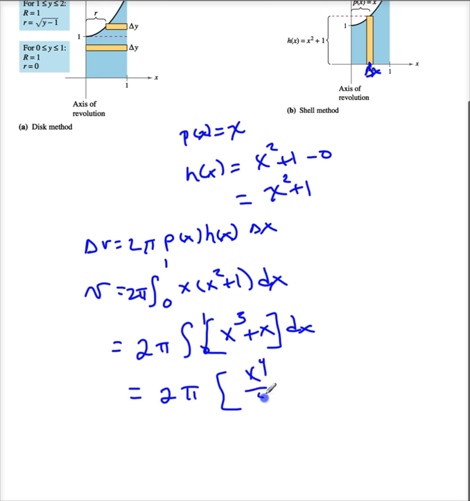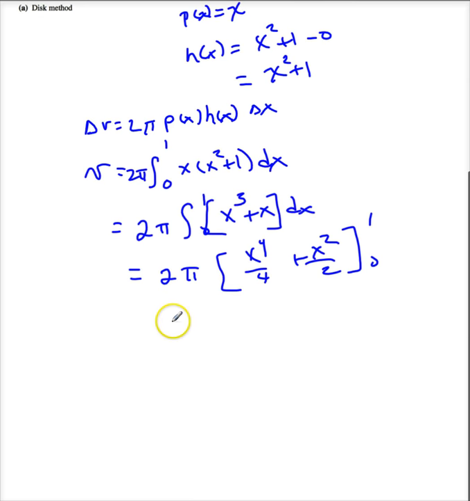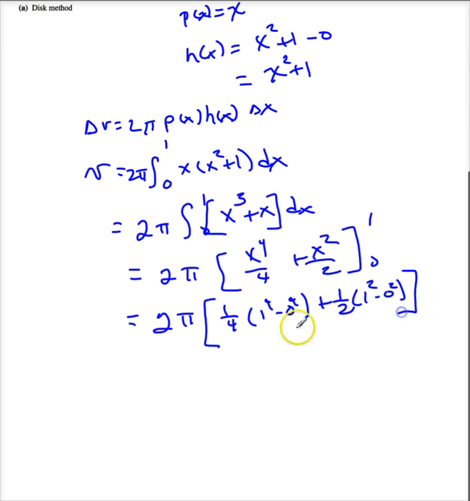x to the 4th over 4 plus x squared over 2, evaluated at 0 and 1. So this is 2 pi times 1/4 times 1 to the 4th minus 0 to the 4th, plus 1/2 times 1 squared minus 0 squared, and I get 3 pi over 2, which, by the way, is exactly what I got using the disk method. So you can use the two methods to check yourself.